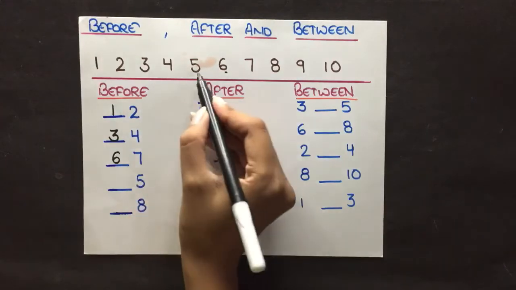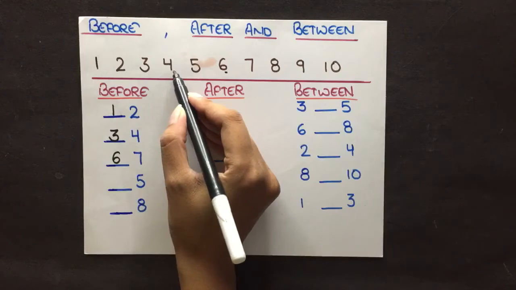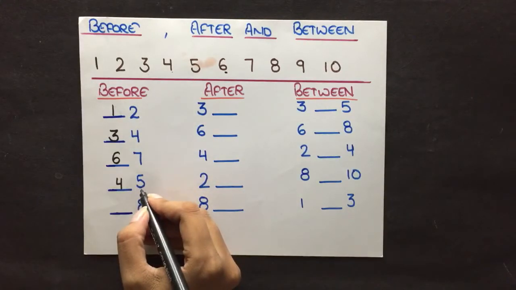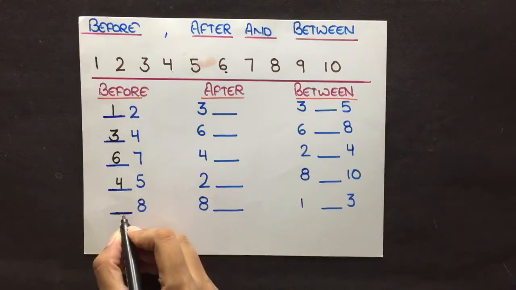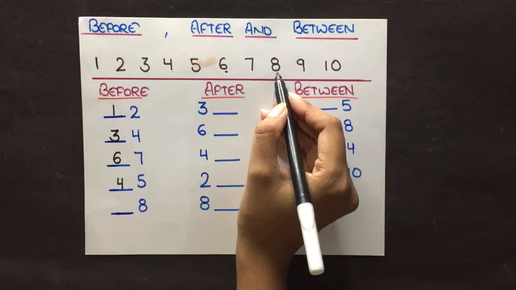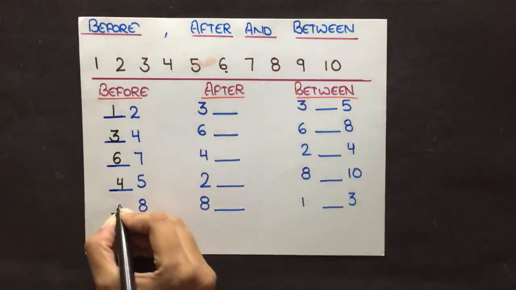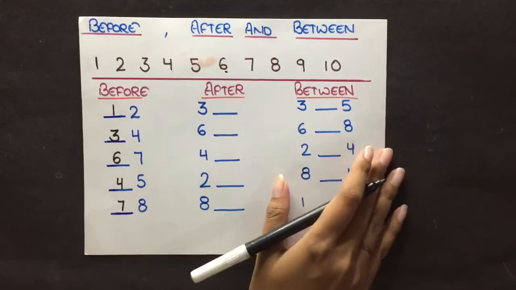Next, dash 5. Now what comes before 5? Yes, 4. Now 4 comes before 5. Next, dash 8. What comes before 8? See, 8 is here. Now what comes before 8? Yes, 7. 7 comes before 8.